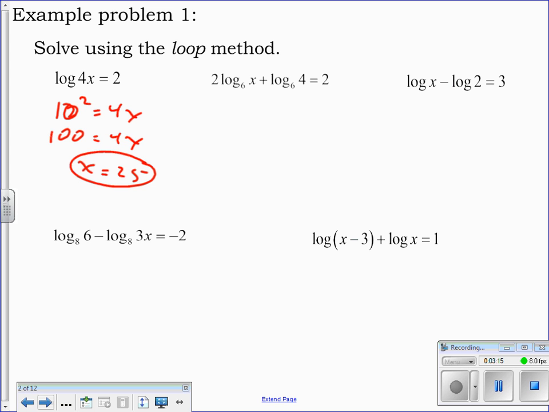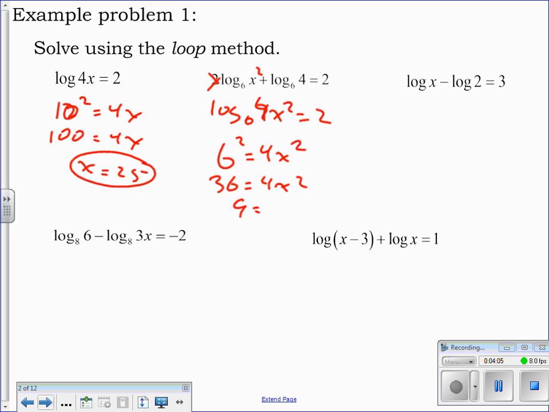Okay. Next one, I have to combine my logarithms first before I can do the loop. So first thing I do is I bring the 2 up as a power. Okay. And then I say, all right, now I have addition, so that's the log base 6 of 4x squared is equal to 2. Now I loop it. 6 squared is equal to 4x squared. 36 equals 4x squared. Divide by 4. 9 equals x squared. Square root both sides. x equals 3.